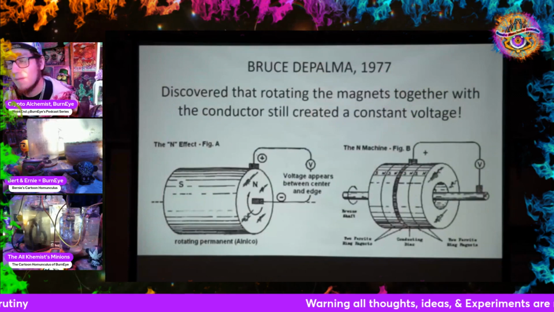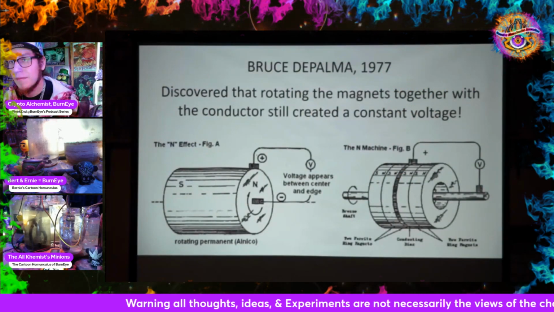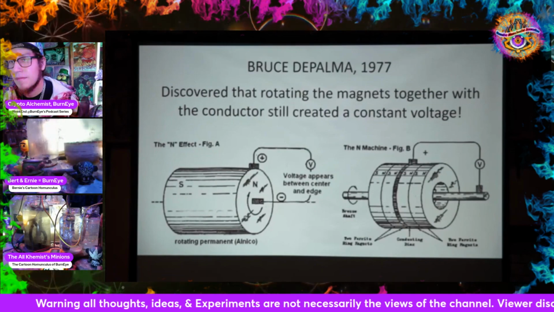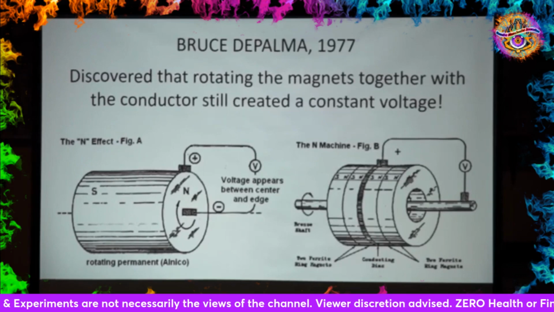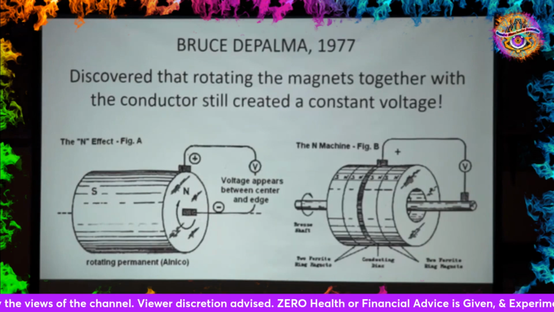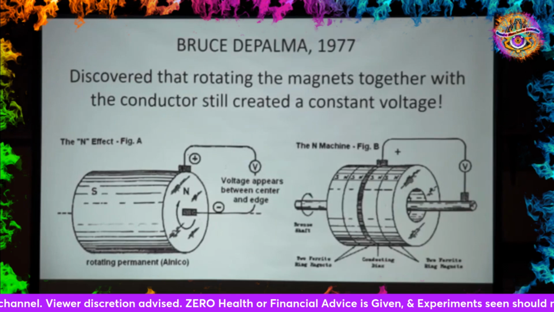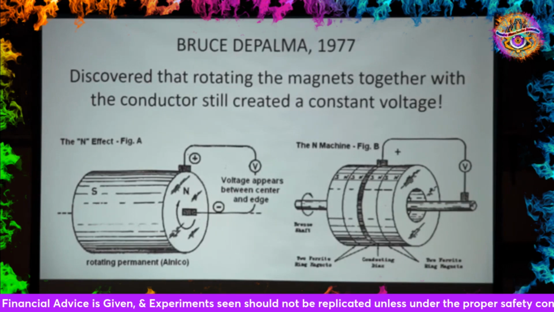So in 1977, Bruce De Palma advanced the concept of the homopolar generator in a way where he did something that's not even really supposed to work, as with a lot of things that are common in this field that many of us have seen do work. With this, he discovered that rotating the magnets together with the conductor still created a constant voltage.